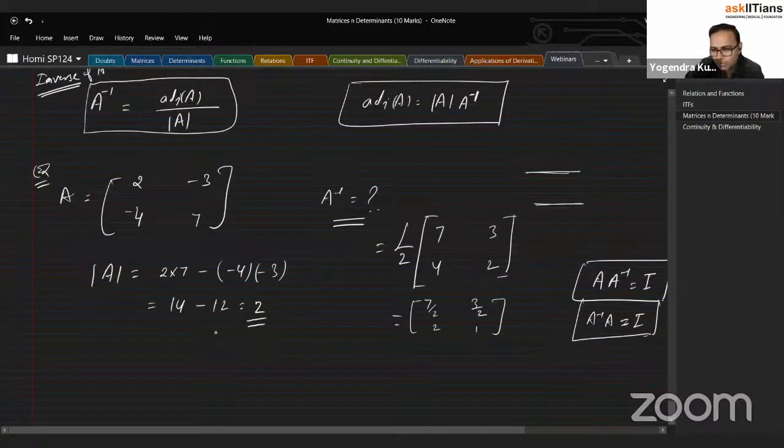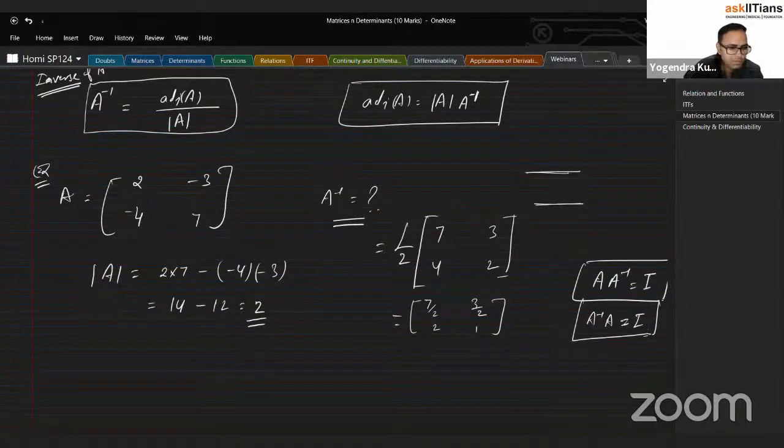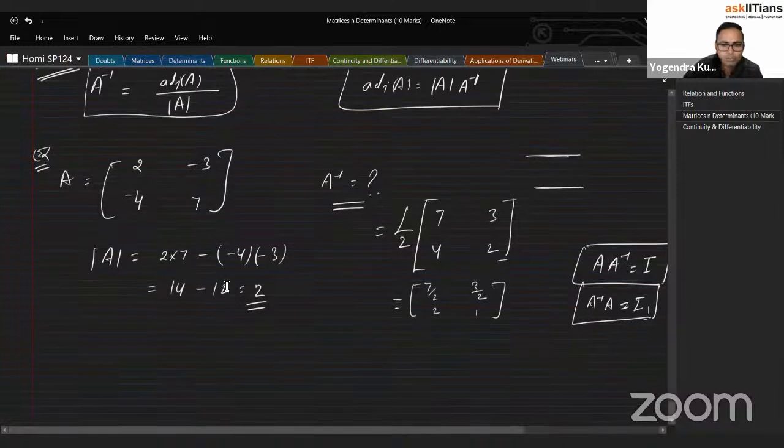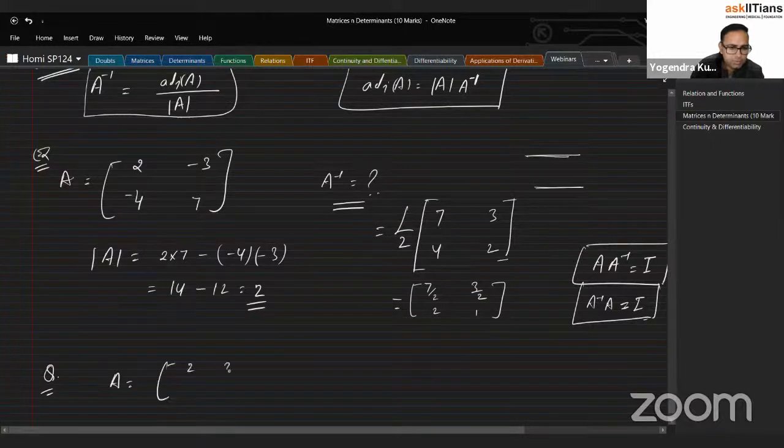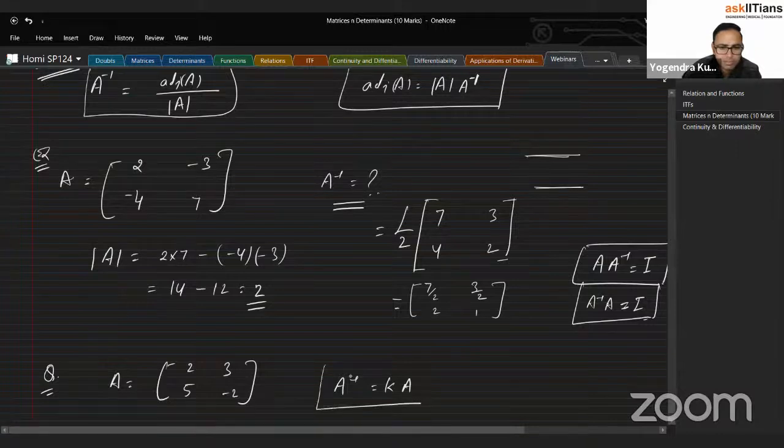Let me come to that part, because we don't have that much time. I'll share this. We need to do the equation part also. One more question, guys, based on this. If A is given as 2, 3, 5, and minus 2, this is the A matrix, and A inverse is given as K times A, then what is the value of K?